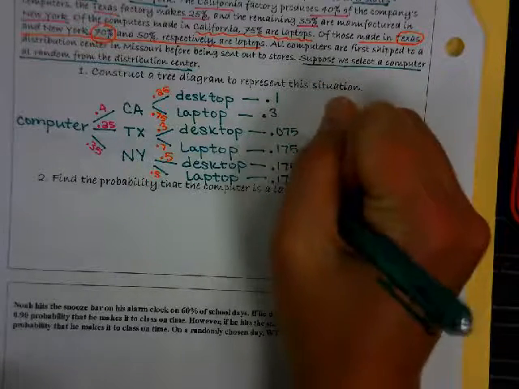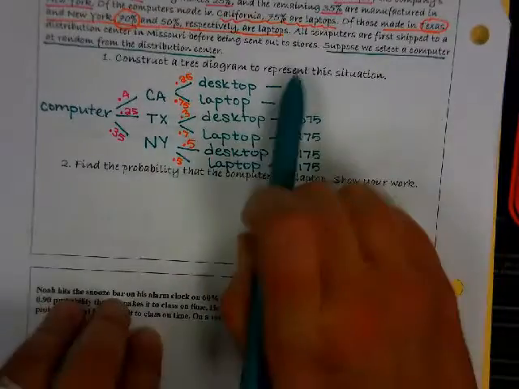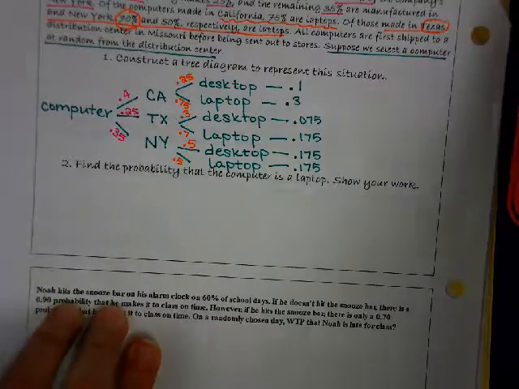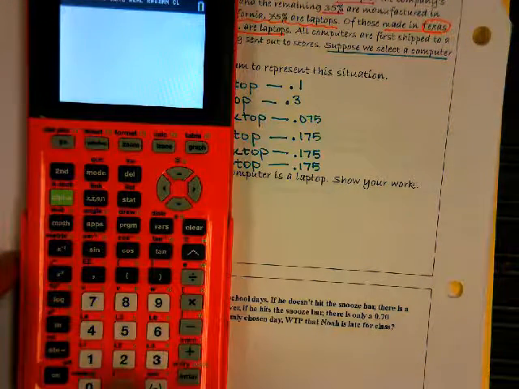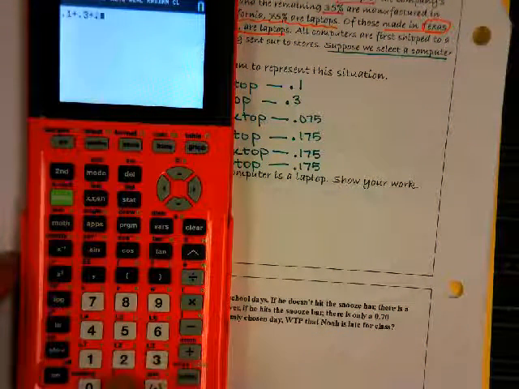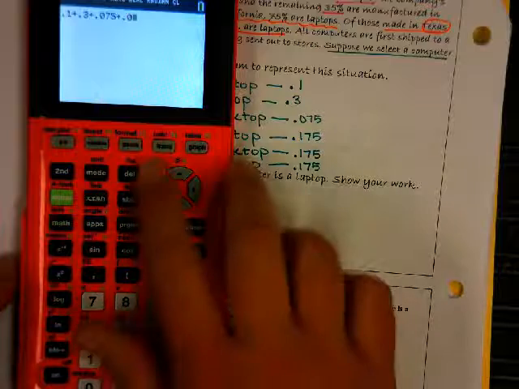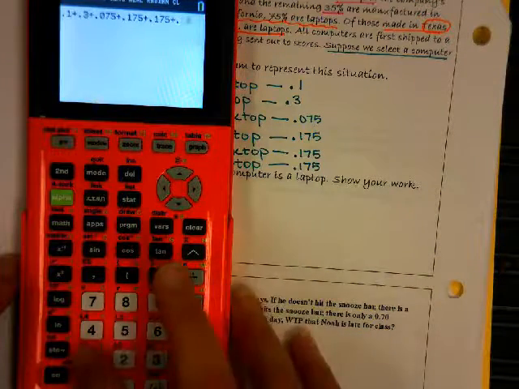Now if I did my tree diagram correctly, these last branches, when I add them together, should equal 1, because those are all the probabilities of the possible outcomes. So 0.1 plus 0.3 plus 0.075 plus 0.175 plus 0.175 plus 0.175, I got 1.